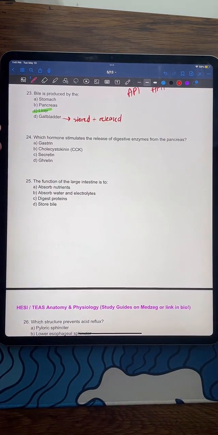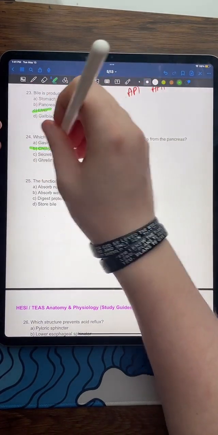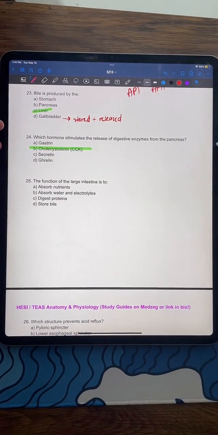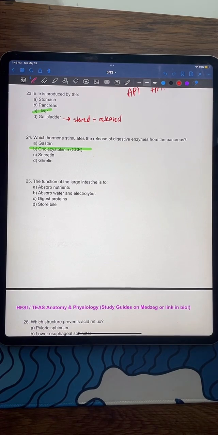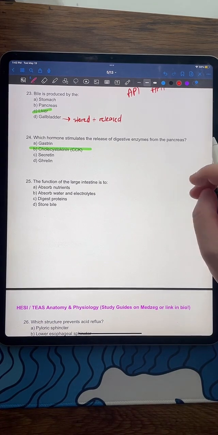The answer is B. It is CCK. So CCK is released in response to fats and proteins in the small intestine. It is going to stimulate pancreatic enzyme secretion.